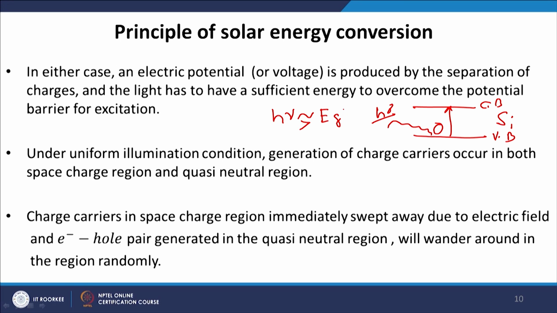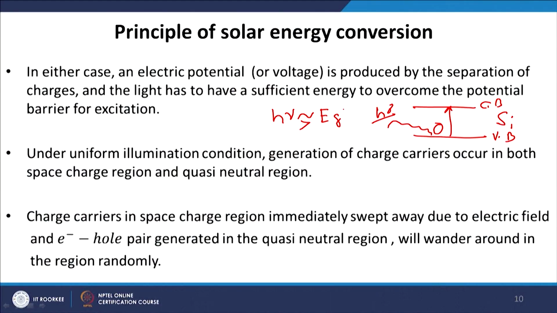Under uniform illumination condition, generation of charge carriers occurs in both the space charge region and the quasi neutral region. We have seen earlier that in a PN junction diode there are two regions. One is the depletion region, which is devoid of any mobile charge carriers, or in other words consists of immobile ions, and the other region is called the quasi neutral region.